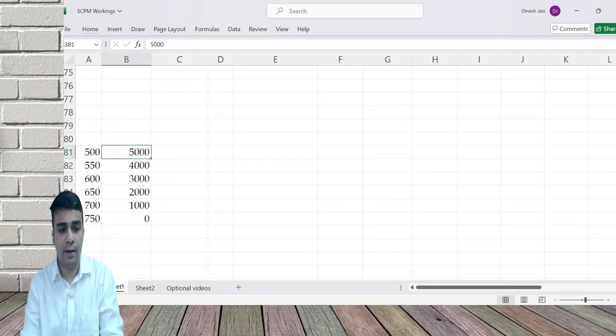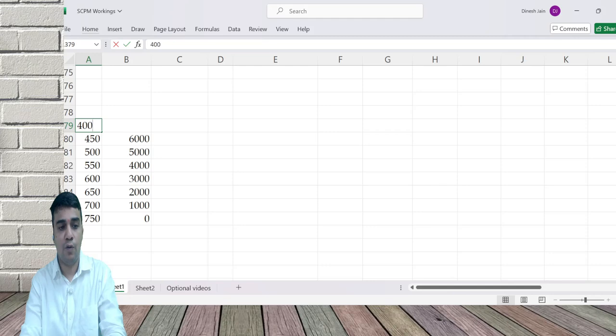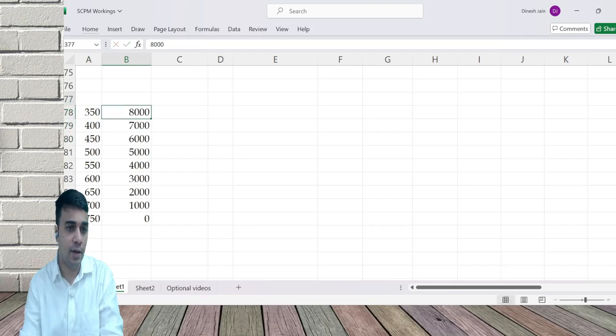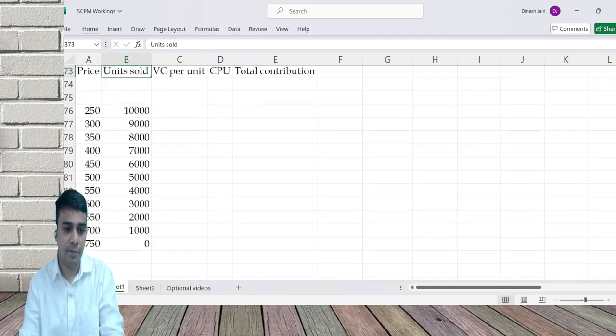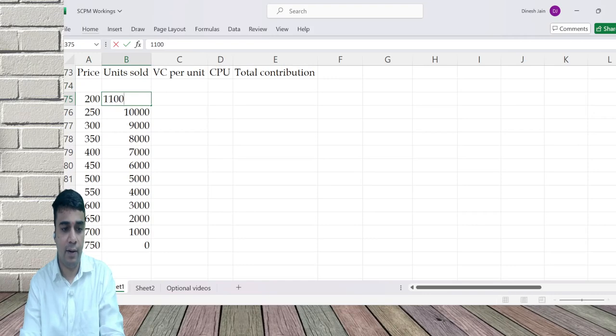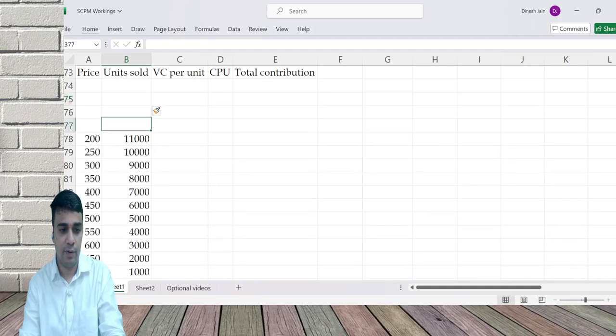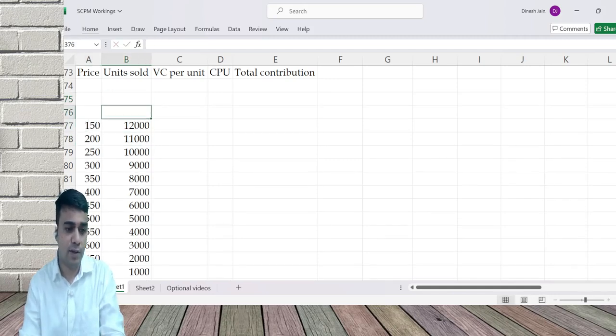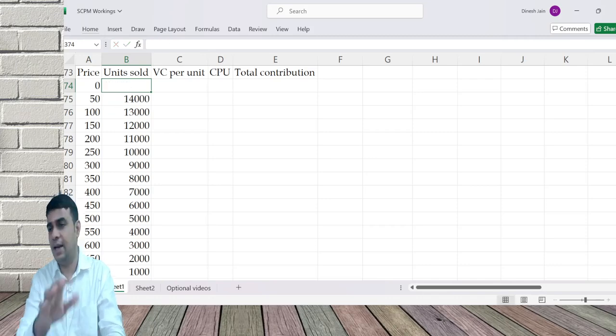Like this, I can do 450. Price going down, this will become 6,000. 400, 7,000. 350, 8,000. 300, 250, 200, 11,000. 150, 12,000. 100, 13,000. 50. Technically 0 may not come, but okay, let's do till 50.